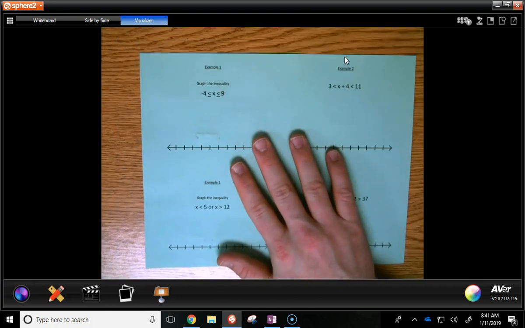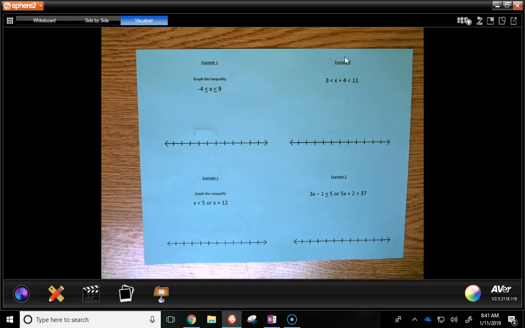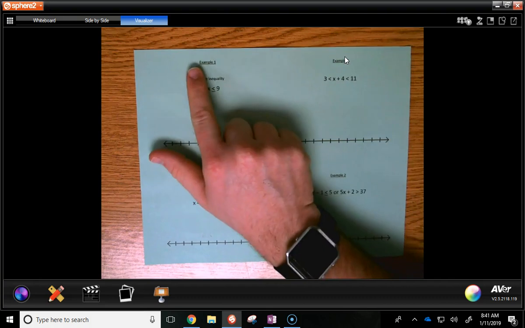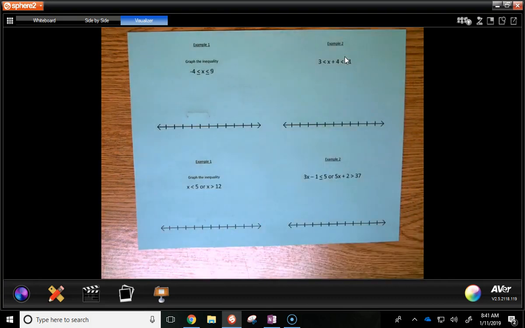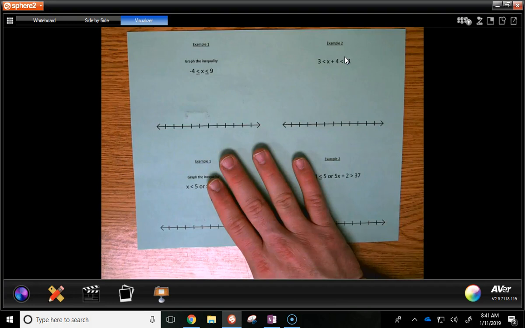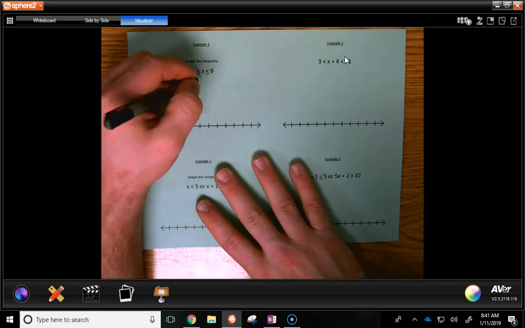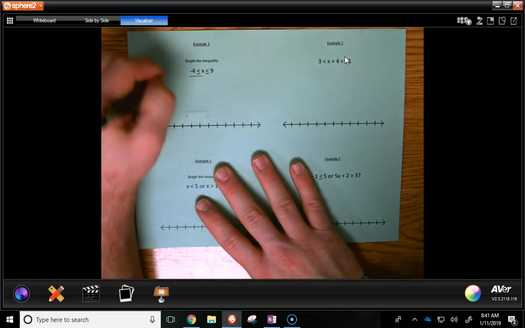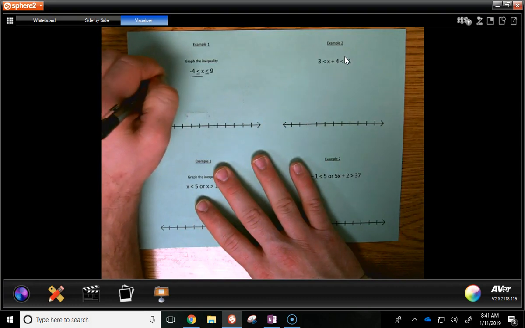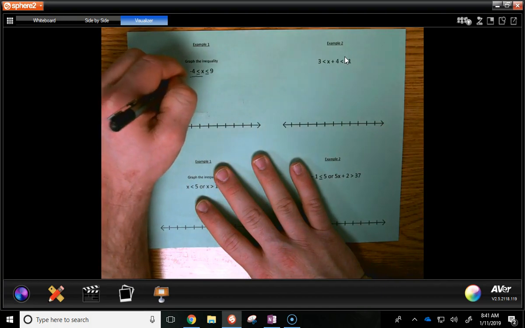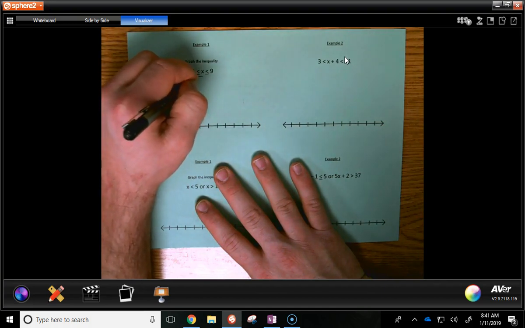Flip your paper over and let's look at example number 1. I'll do this with you and then I'm going to have you do one by yourself or with a neighbor. So graph the inequality -4 is less than x, which is less than or equal to 9. A lot of times I like to do my flip-flops. I'm going to identify my equations. I know I'm going to be graphing x is greater than or equal to -4 and x is less than or equal to 9.